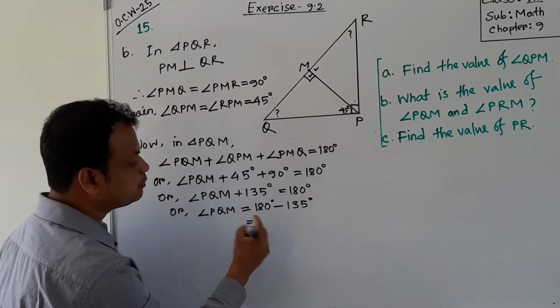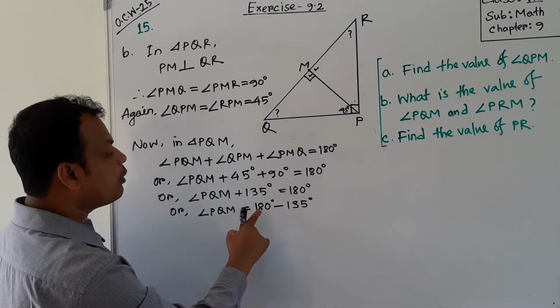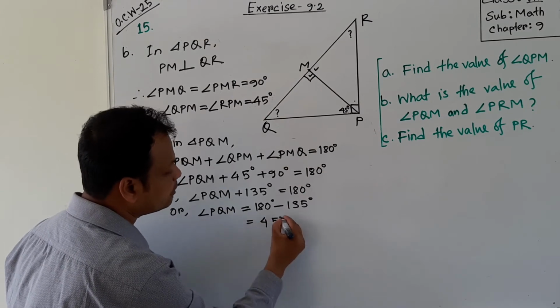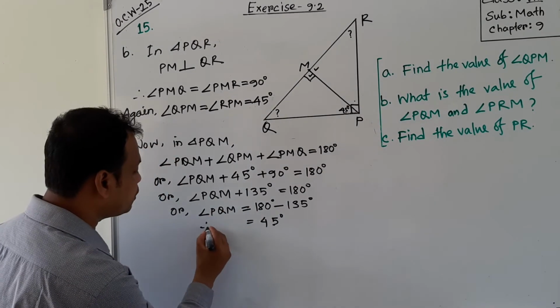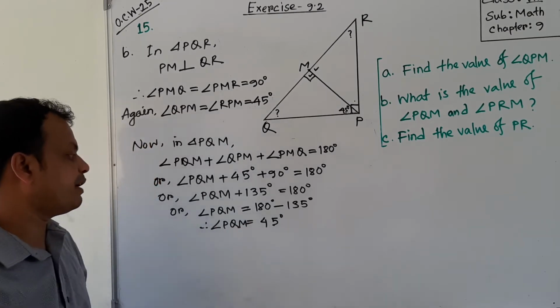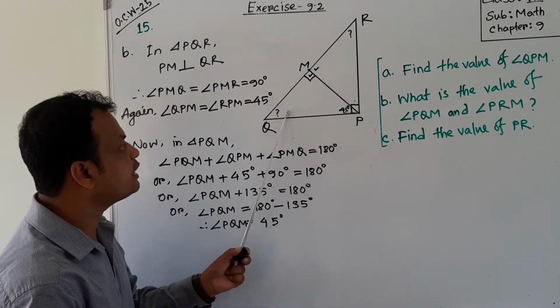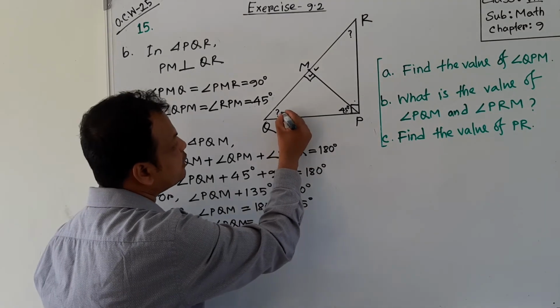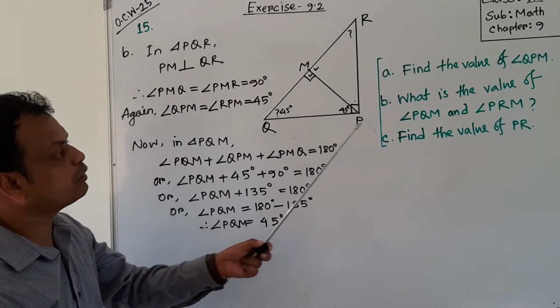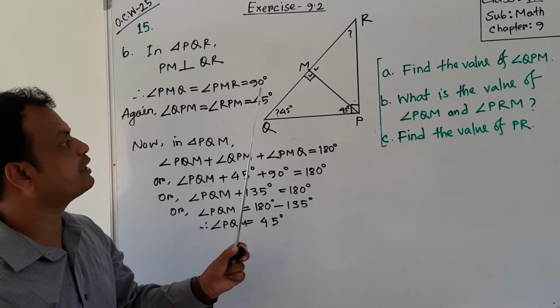We will get 180 minus 135 degrees, it will be 45 degrees. Therefore angle PQM equals 45 degrees. So we have got PQM, this angle's value will be 45 degrees. Now we have got this angle's value, PQM is 45 degrees, we have got it here.